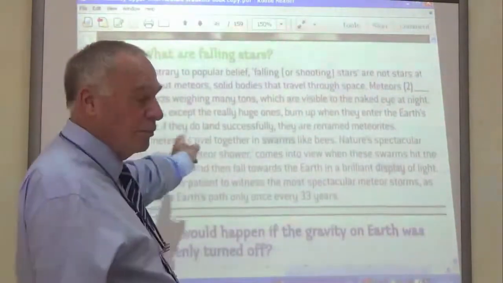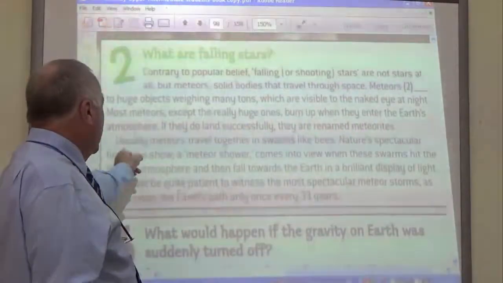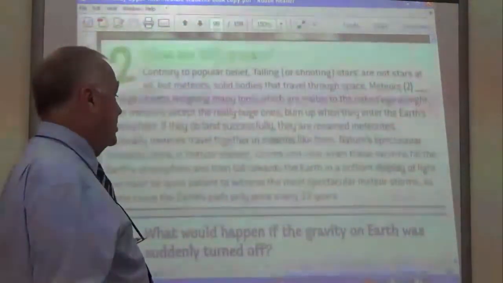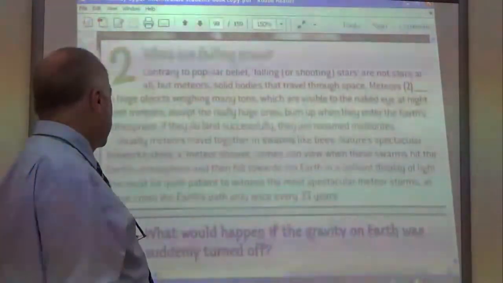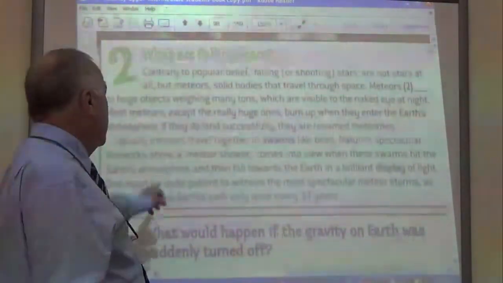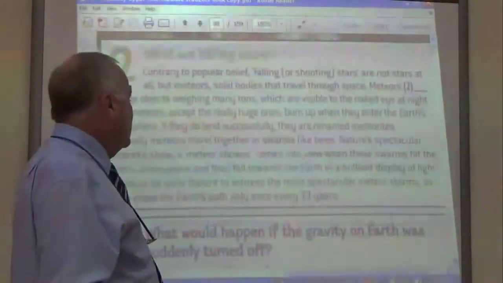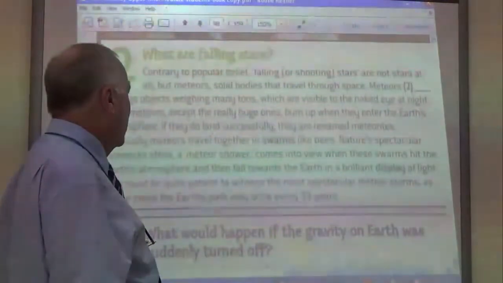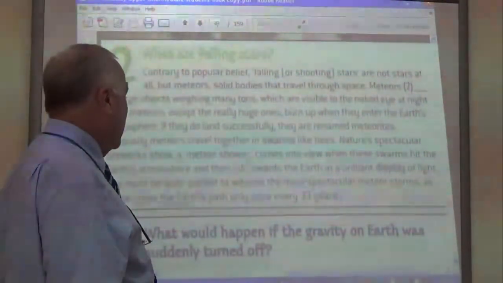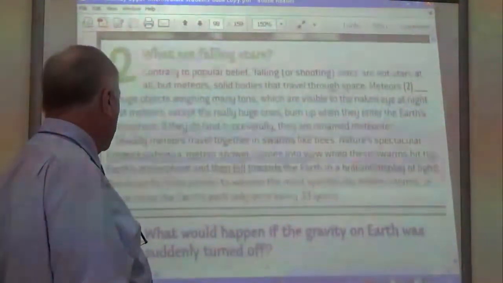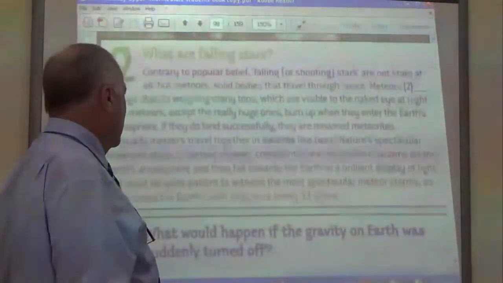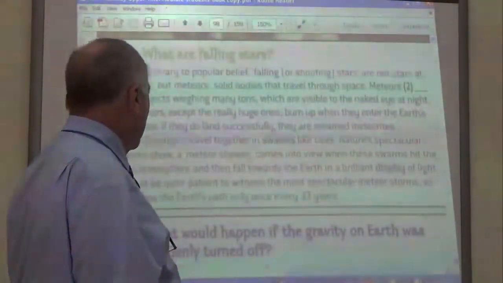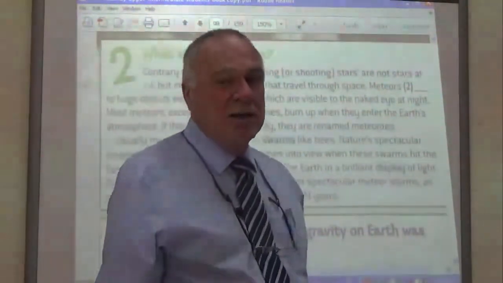To continue, usually meteors travel together in swarms like bees. NASA's spectacular fireworks show, a meteor shower, comes into view when these swarms hit the Earth's atmosphere and then fall towards the Earth in a brilliant display of light. One must be quite patient to witness the most spectacular meteor storms, as these cross the Earth's path only once every 33 years.